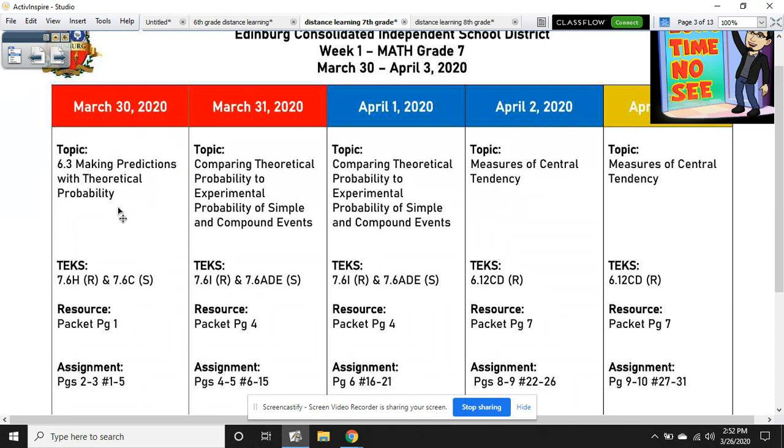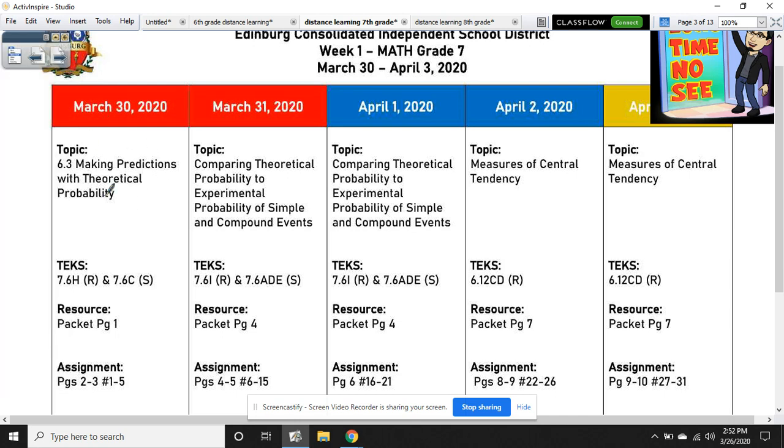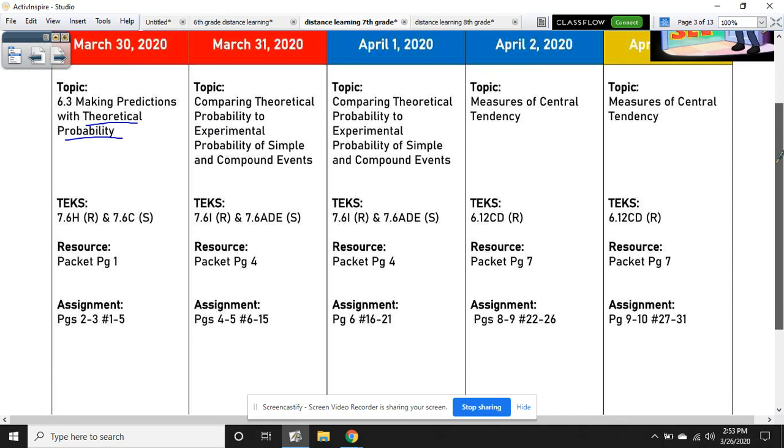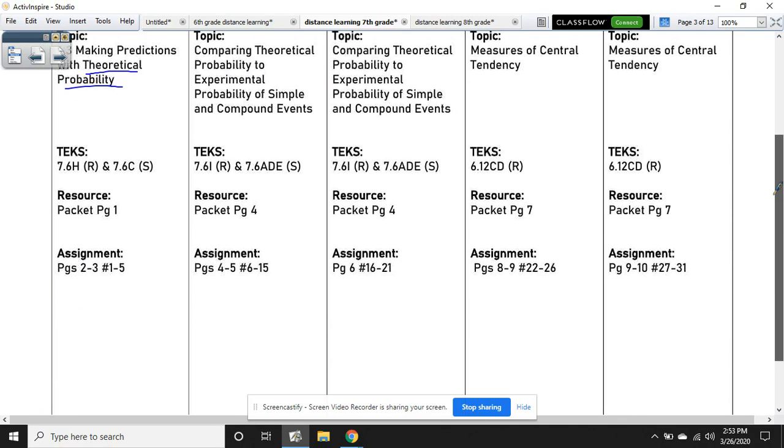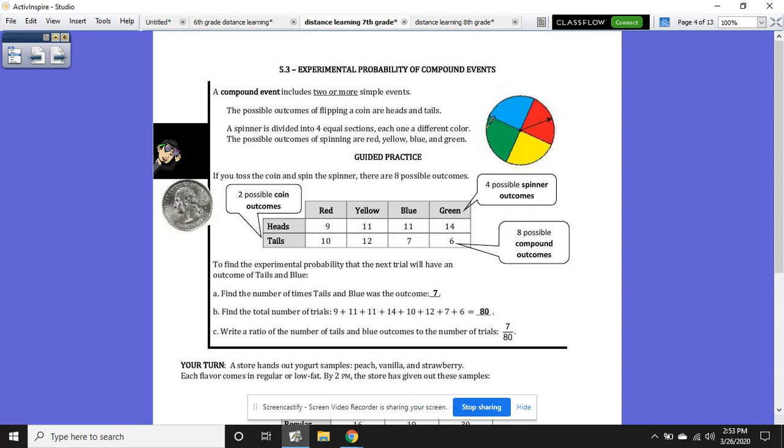Okay. So today I'm going to be going over this one right here for Monday, which is making predictions with theoretical probability. Now, I kind of went over this in class already a little bit before spring break started and all this craziness happened. I talked about theoretical and we talked about experimental. So, we're going to go over it again a little bit. You're going to have 5 questions you're going to have to answer, and those are on page 2 and 3. But I'm going to go ahead and get started with page 1, which is a resource. I'm going to go over this part right here.